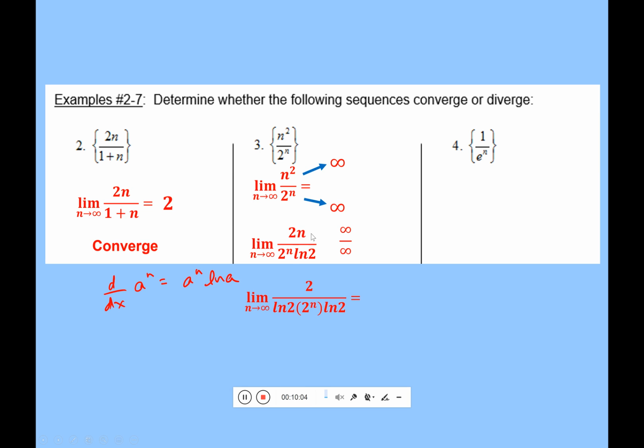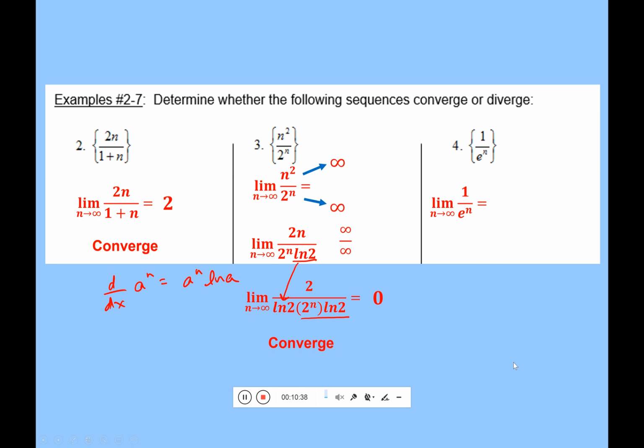The derivative of 2n is 2. Now think about it. This natural log of 2 comes down because it's just a constant. And then when I take the derivative of 2 to the n, I'm going to get another 2 to the n natural log of 2. And so now if I substitute, aren't I just going to have 2 over infinity, which we talked about before comes out to equal 0. Okay? Look at the next one. Sorry, that one equals a constant, so we say it converges.